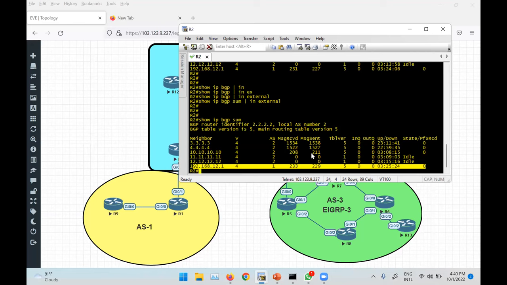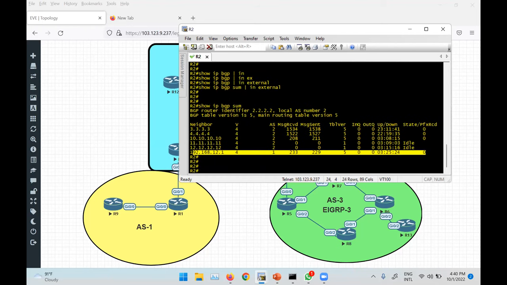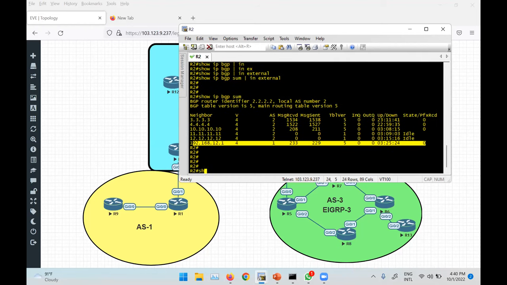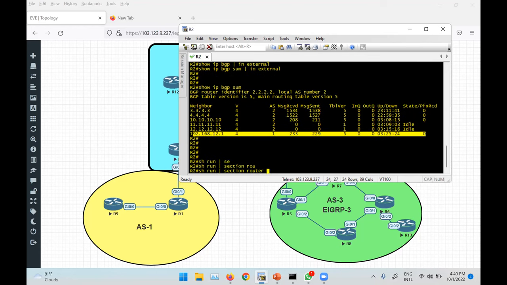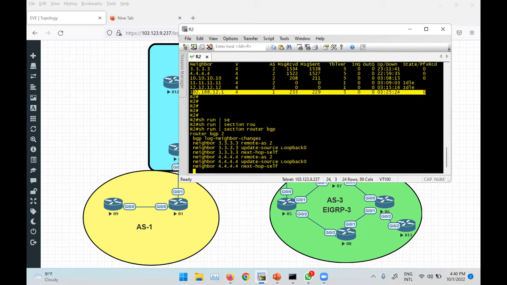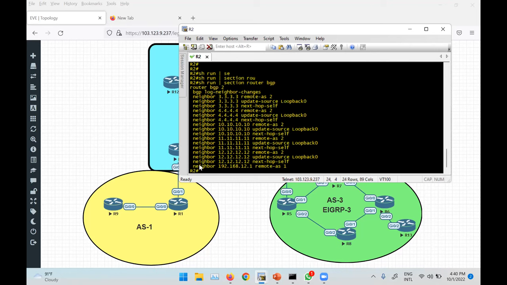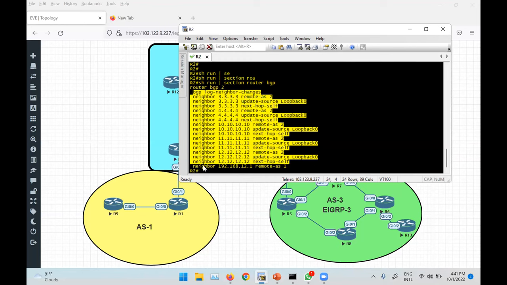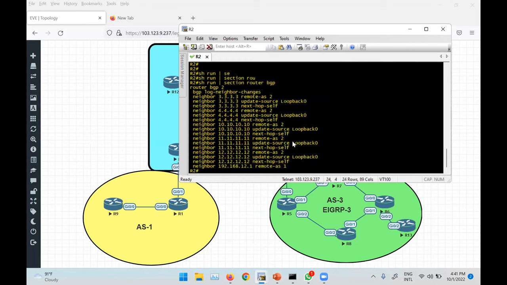When you are not getting routes from R1, first you have to check whether you have any filter list on your side. How will you check whether any filter list is configured here? To check the issue, show run section router bgp. This is the configuration for R1. Is there any other configuration here? No, just simple configuration. We just configured the neighbor command. Can you see any other command for R1? No. Then there is no issue with R2.